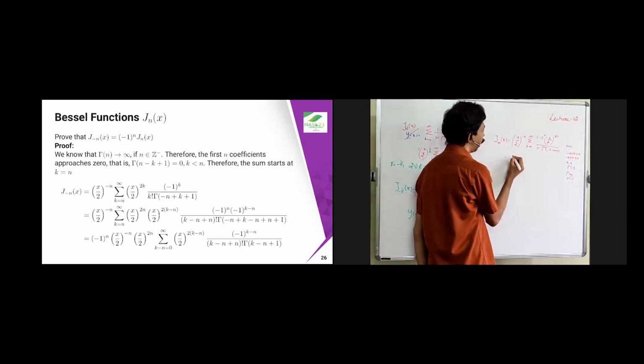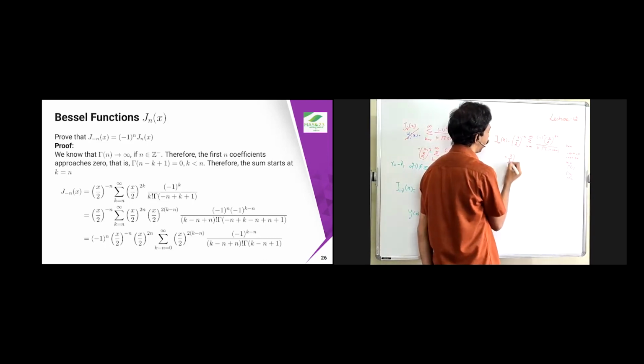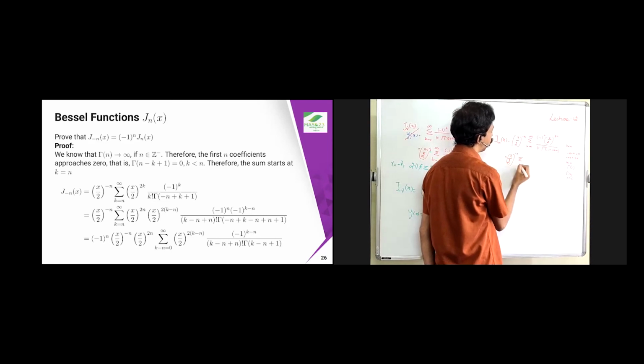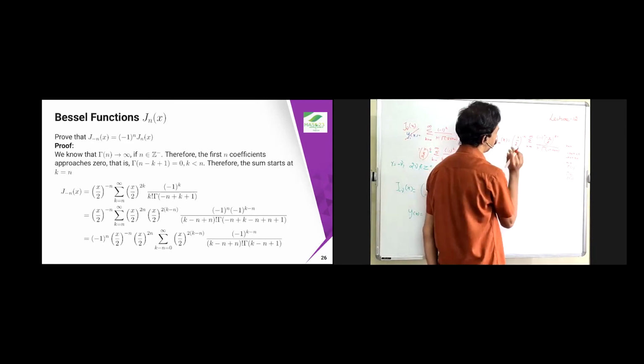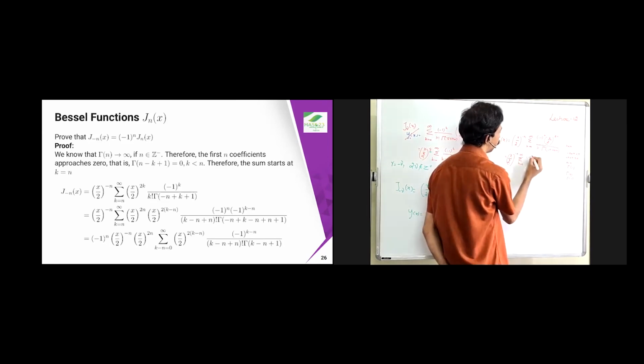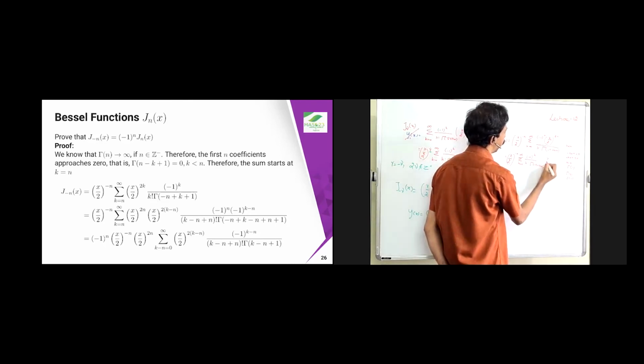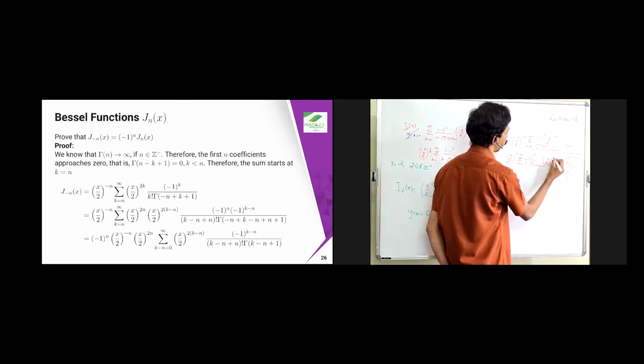So therefore, I can write this as (x/2) power minus n, with k equal to n only as the start. It is not going to survive for k less than n, so it is going to start from k equal to n. Minus 1 power k, k factorial into gamma of minus n plus k plus 1 into (x/2) power 2k.